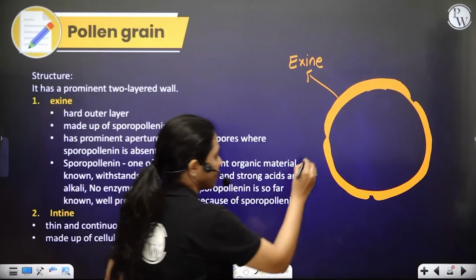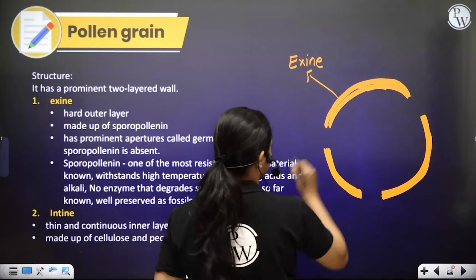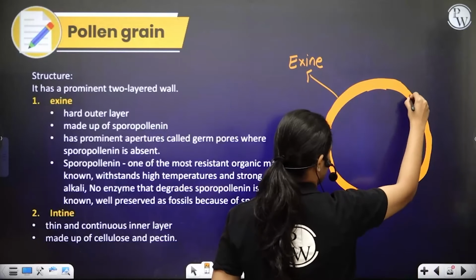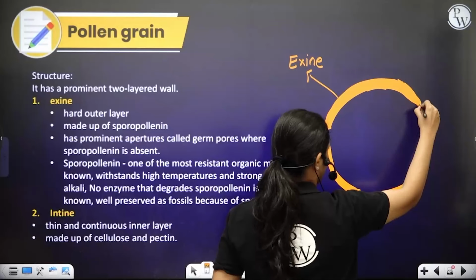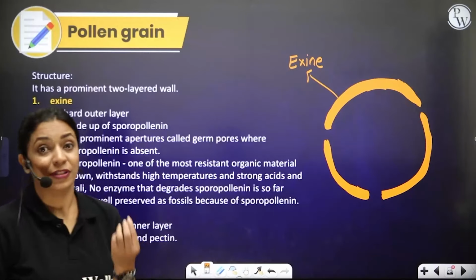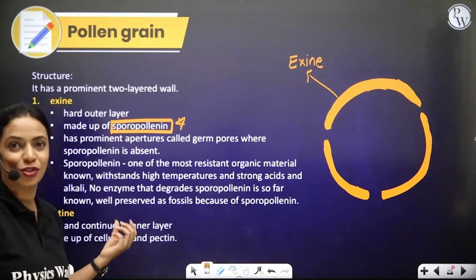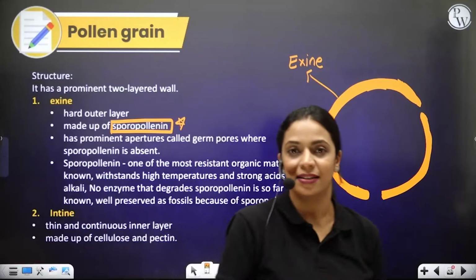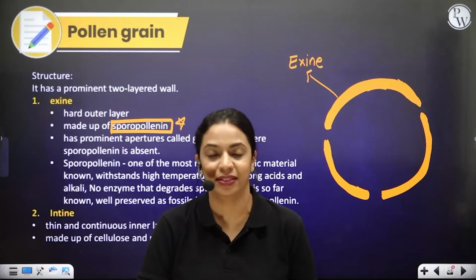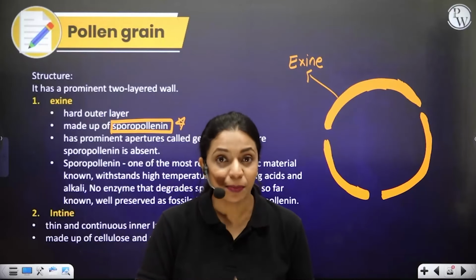Exine in some places is incomplete. That is why we say that it is discontinuous. This exine is made up of a substance called sporopollenin. What is sporopollenin? Many questions are frequently asked based on sporopollenin. It is a substance that is highly resistant to the treatment with very strong alkalis, strong acids. No enzymes can denature it, no hot temperature can denature it. So basically it is a highly resistant substance. Because of its high resistance, it can be retained even as fossils.